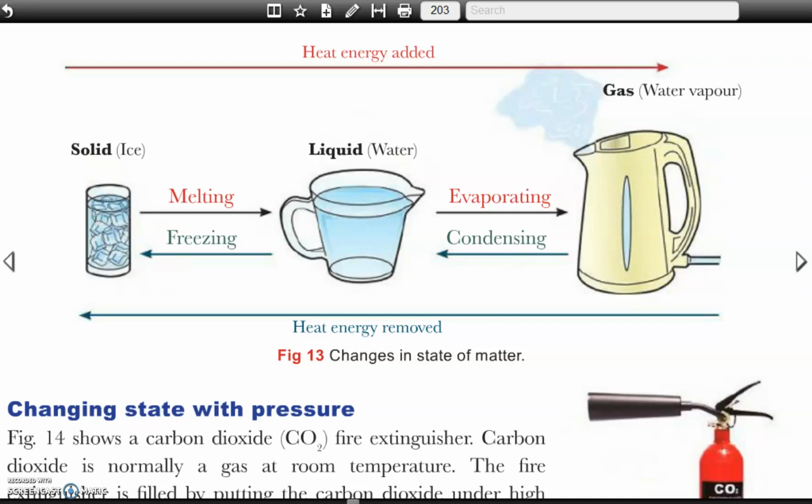So we're using water as our example of changing solids into liquids into gases, and also from gases into liquids into solids. But it's really important that the terms melting, evaporating, condensing and freezing all relate to any substance changing state. When any solid changes into liquid, we call it melting. When any liquid changes into gas, we call it evaporating. When any gas changes into liquid, we call it condensing. When any liquid changes into a solid, we call it freezing.